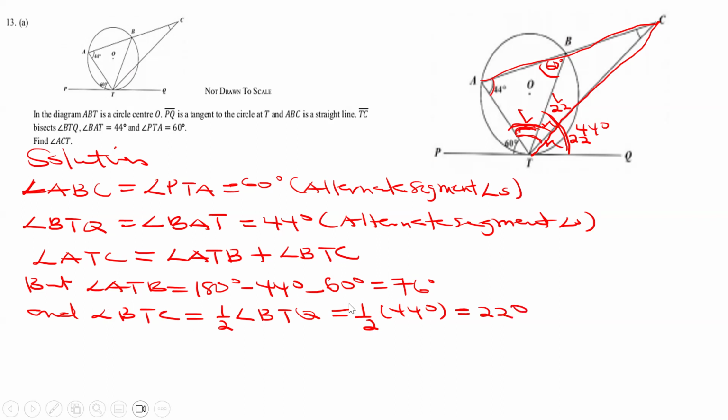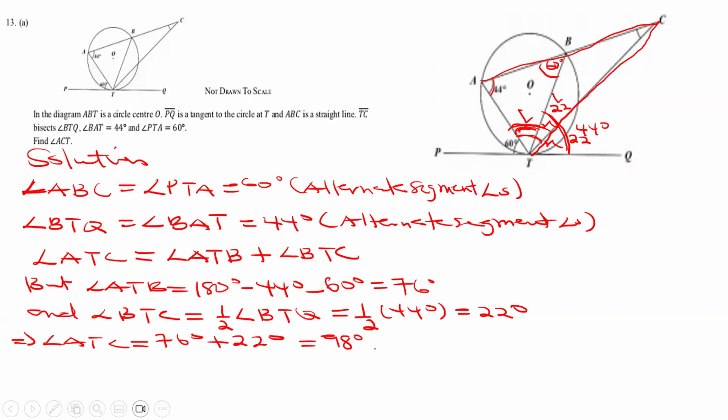But please don't do this. Remember I've told you, avoid writing more than one equal sign on the same line. So at that point, I can say comfortably, listen carefully, that angle ATC will be equal to angle ATB, which is 76 degrees, plus angle BTC, which is 22 degrees. So give me the value. I'm waiting. 98. Professors, are you there? Yes, please.